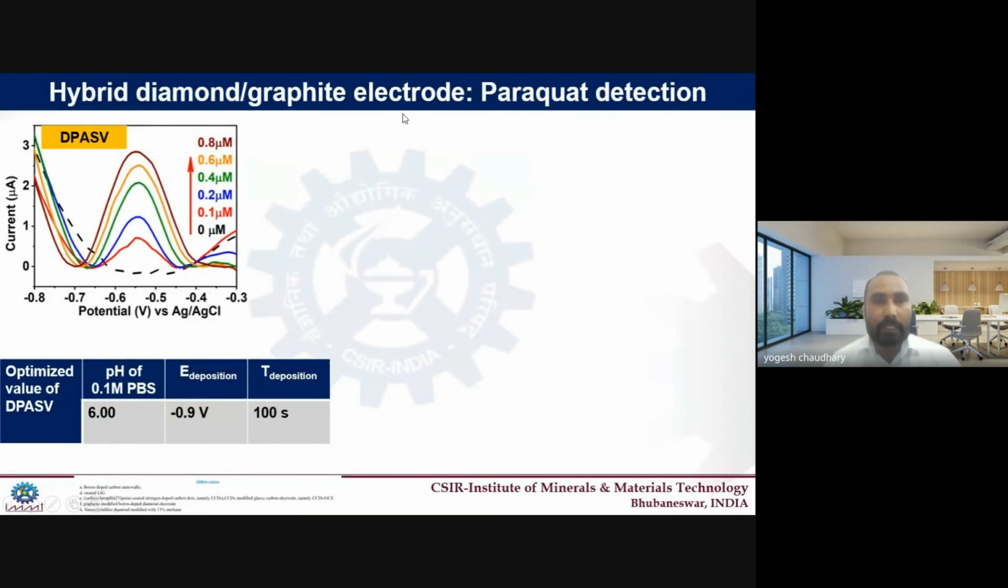Then we used that NCD 15% methane sample electrode for paraquat detection, and for paraquat detection we varied the concentration from 0.1 micromolar to 0.8 micromolar using differential pulse anodic stripping voltammetry. What we observed is that if there is no toxic paraquat, there is no peak current, but while increasing the concentration, the peak current is increasing proportionally. This is done at optimized conditions, with the electrolyte 0.1 M phosphate buffer solution of pH 6 and a deposition potential. The data for the optimization I have not shown here, but it is optimized.